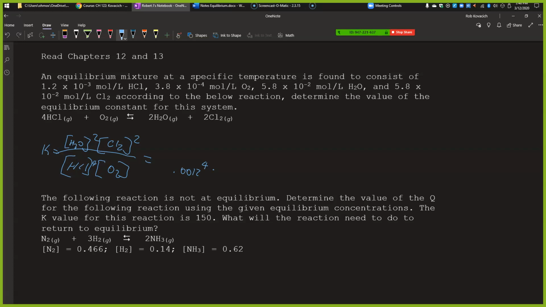times, where's the oxygen? 0.00038, and then that's my denominator, and my numerator is 0.058 squared times 0.058 squared. All right, so let's see if I can plug this in. 0.058 fourth divided by 0.0012 to the fourth divided by 0.00038.